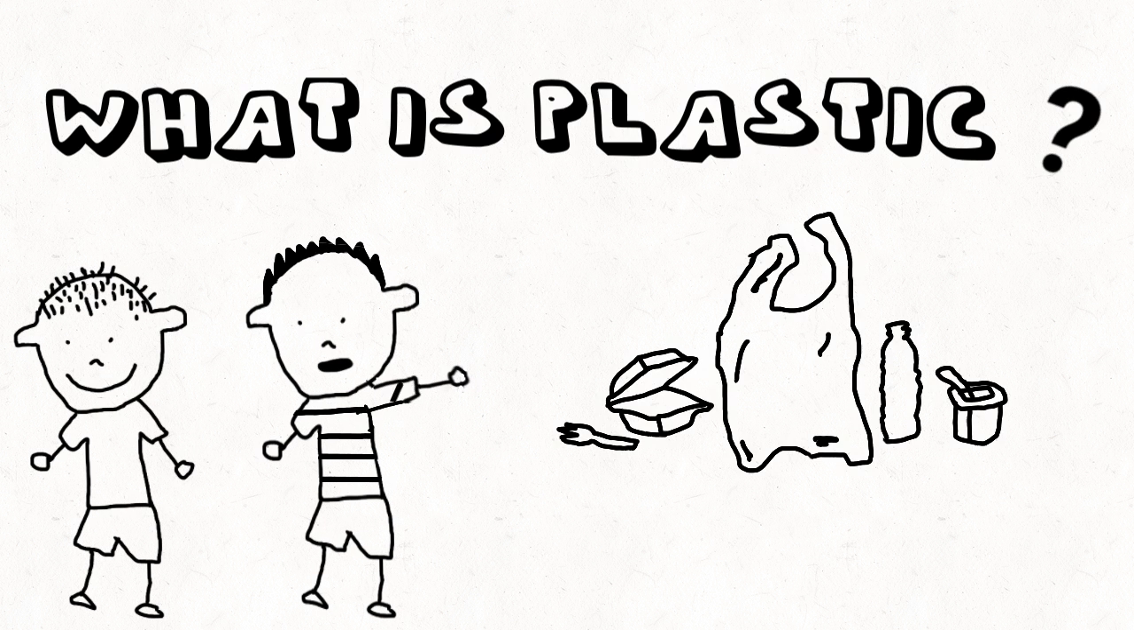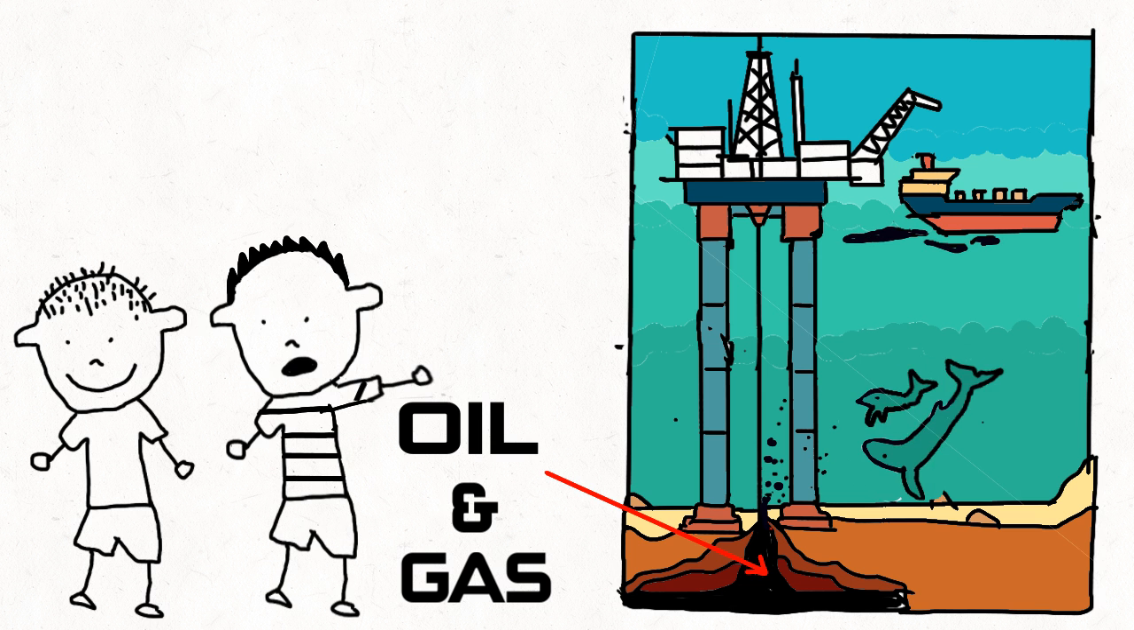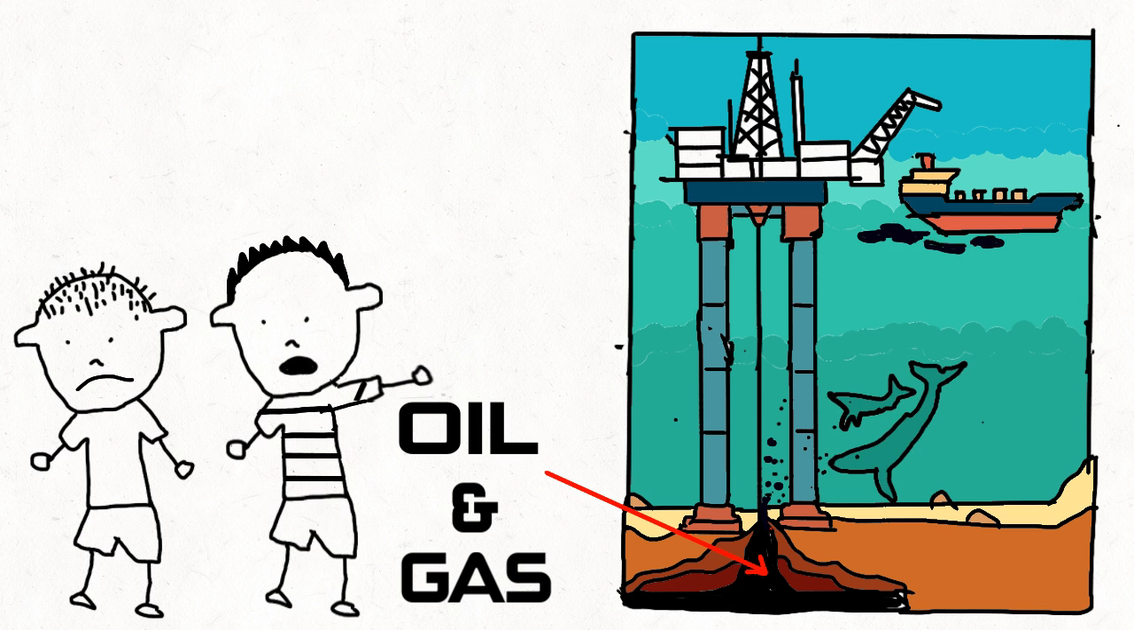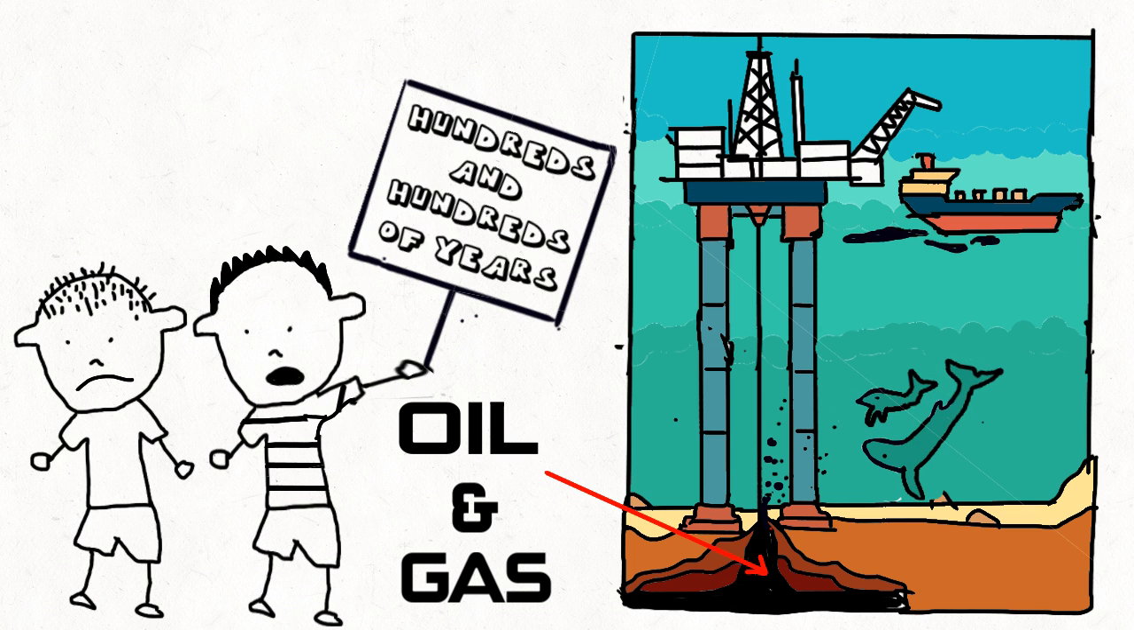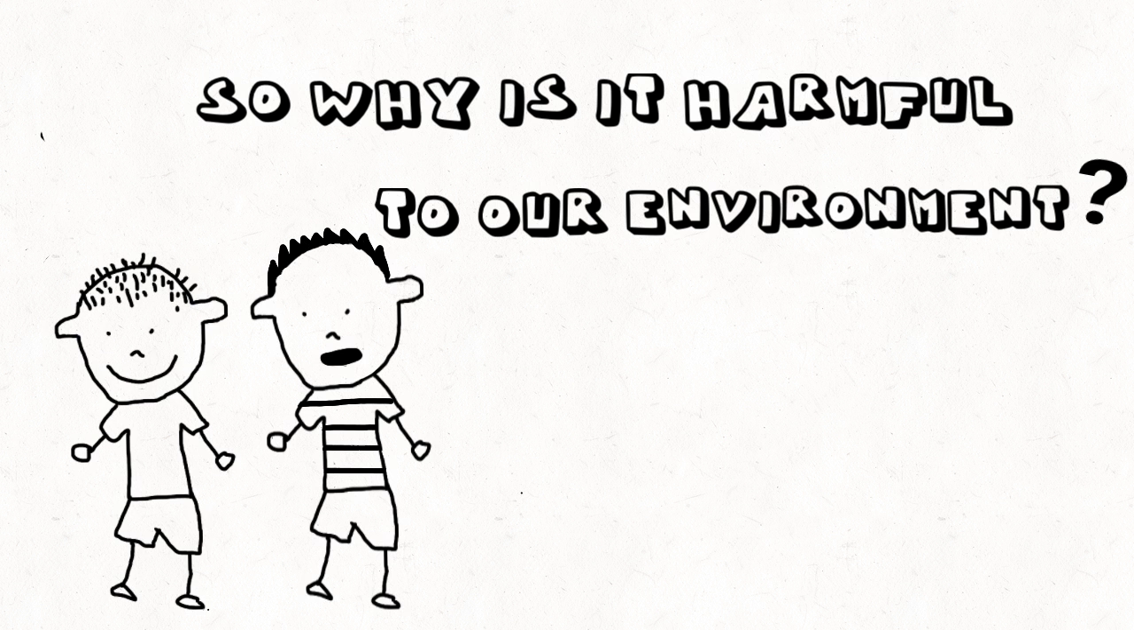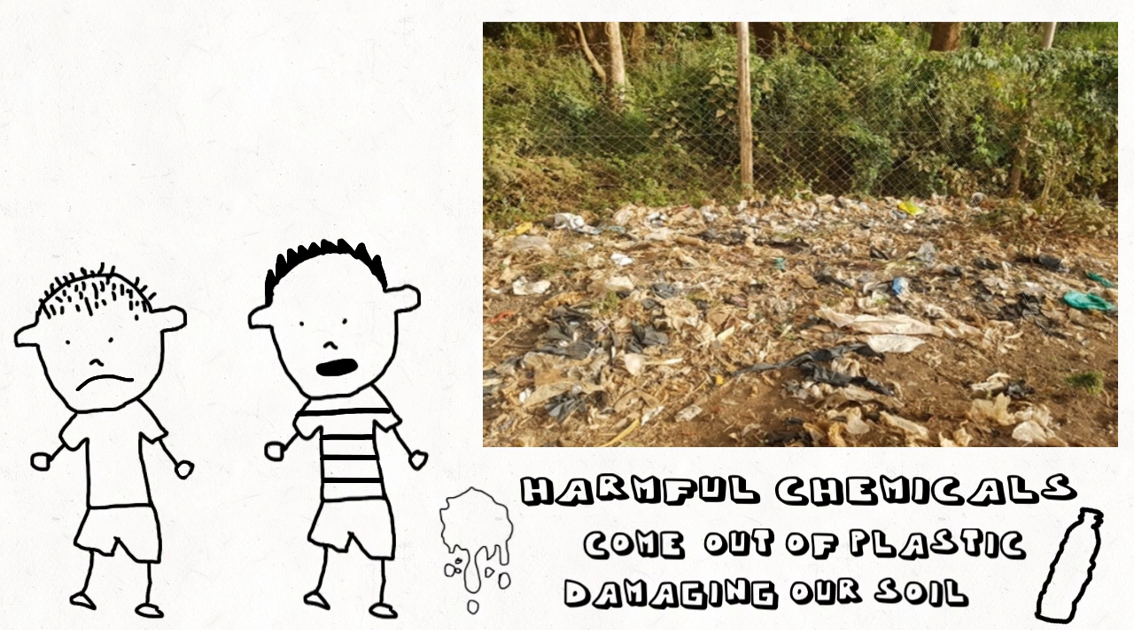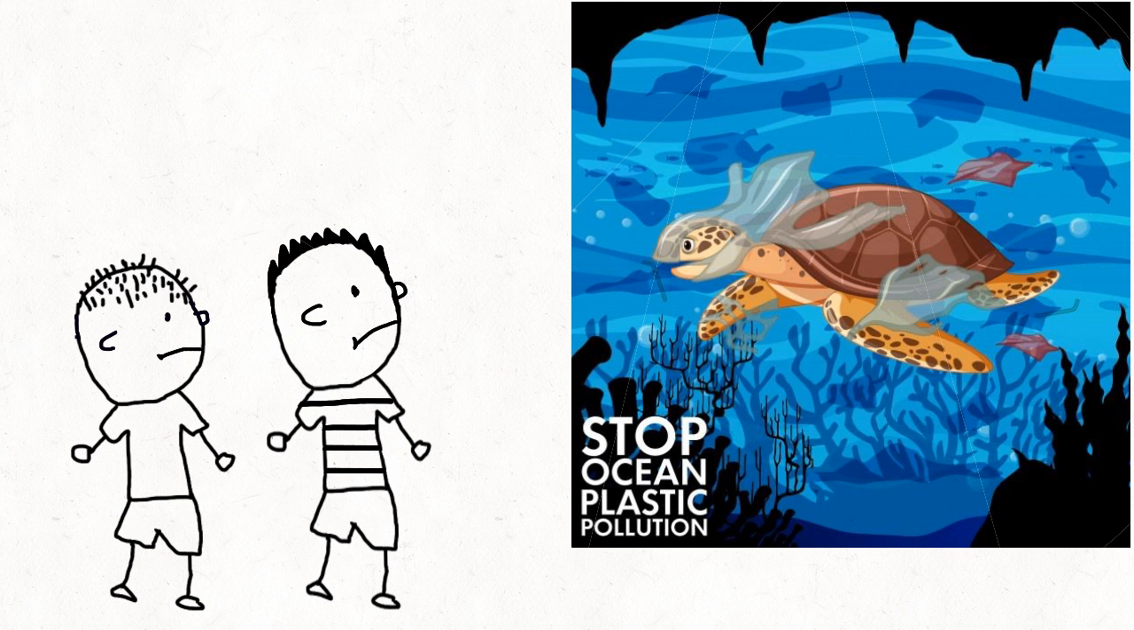So what's plastic? Plastic is a material made from oil and gas that takes years to break down and rot. So why is it harmful to our environment? It damages our soil, it harms our sea creatures, they think it's food, they cannot digest it and die. It's also harmful to humans because we eat fish.